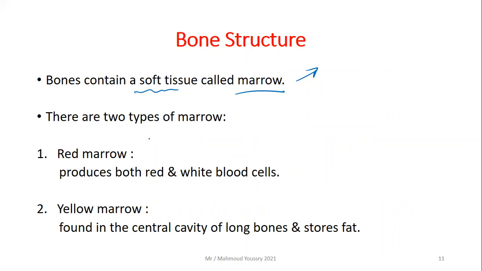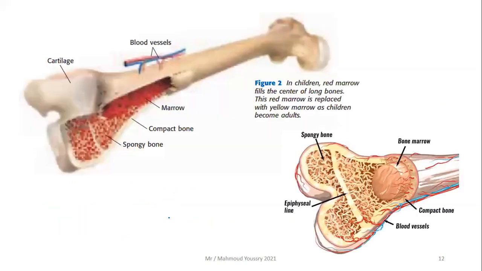There are two types of marrow. We have red marrow and yellow marrow. The red marrow produces both red and white blood cells, while the yellow marrow is found in the central cavity of long bones and stores fat. So the yellow marrow is found in adult bones.